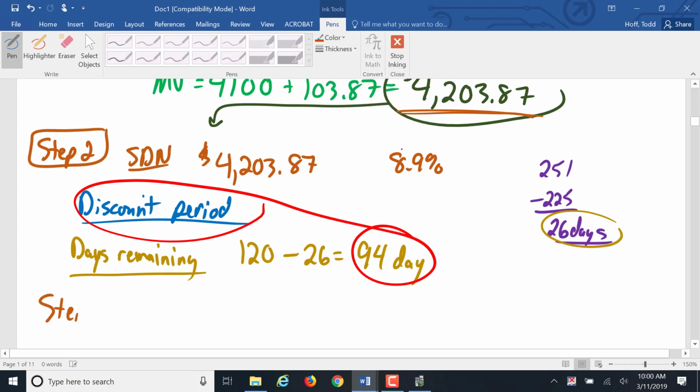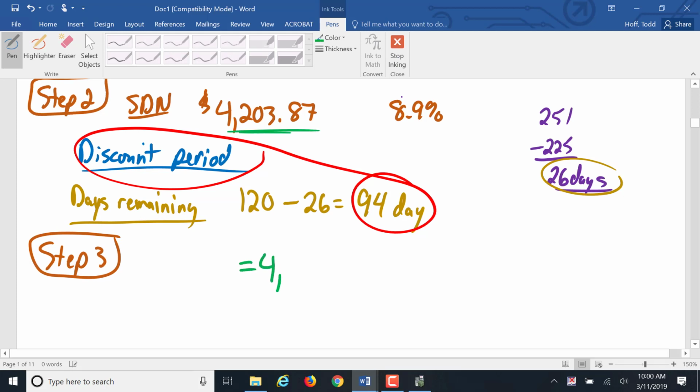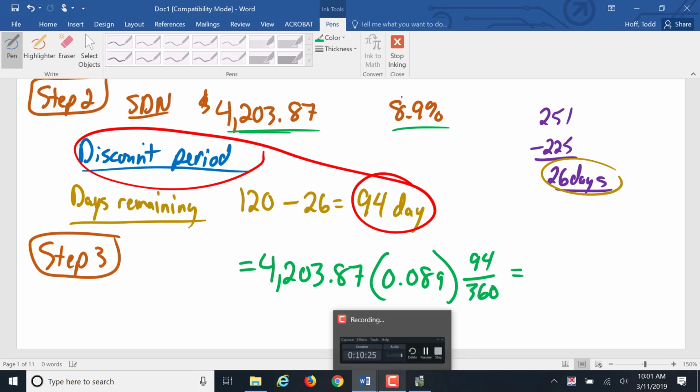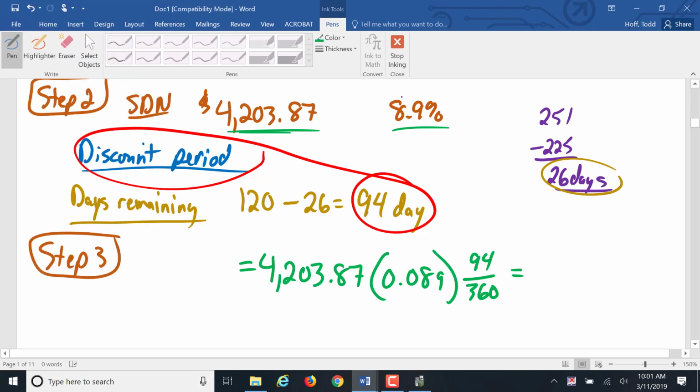So now step 3, we can actually calculate the discount and the proceeds. So the amount of the discount, we're going to use the face value of $4,203.87 times that discount rate, 8.9% is 0.089, times our 94 days over 360. $97.69 is that discount.